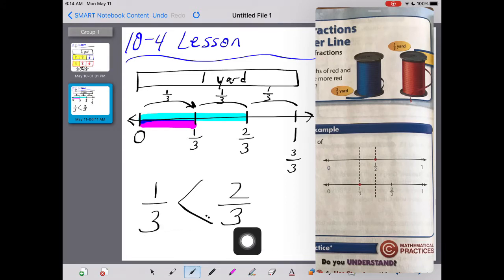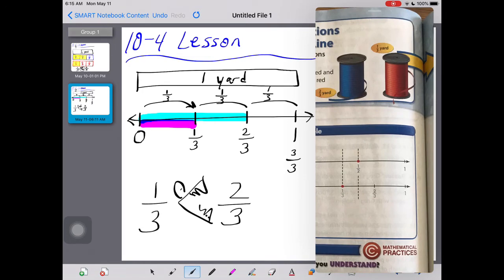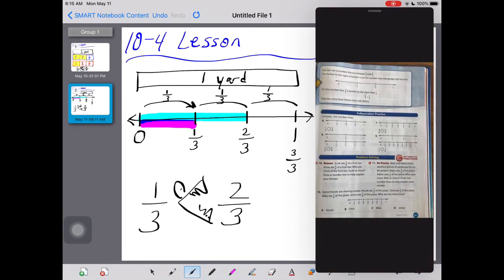Another way to look at this too is notice what you see here. The denominator is the same, 3 and 3. That means the whole is the same. So the red could represent 1 yard. This represents the same yard. And the numerator, there's only 1 as compared to 2. And I know that 1 is less than 2. And as long as the pieces are the same size, if I have 1 piece compared to 2 pieces, I know that's going to be less. So that's another way of looking at it. Okay?